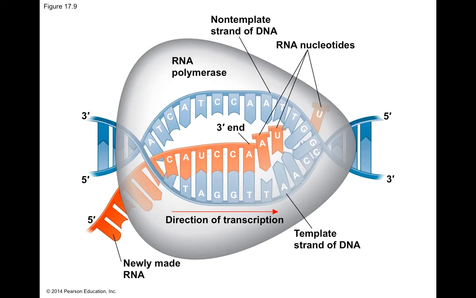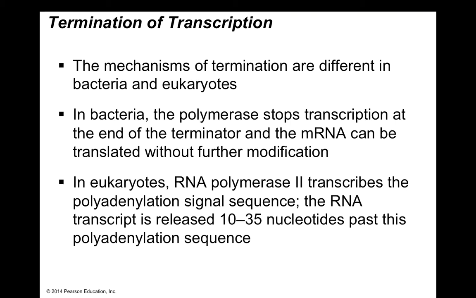If you look at the diagram, the RNA nucleotides, shown in red, are added one at a time to the 3' end. Again, just like in DNA replication, new nucleotides can only be added to the 3' end. The directionality is important, and this elongation process will continue on until RNA polymerase gets to the end of the gene. The third stage of transcription is termination.